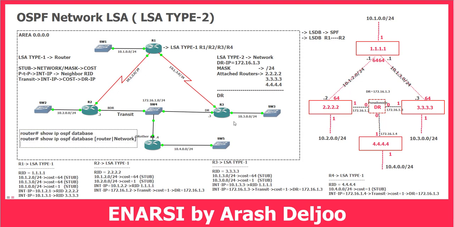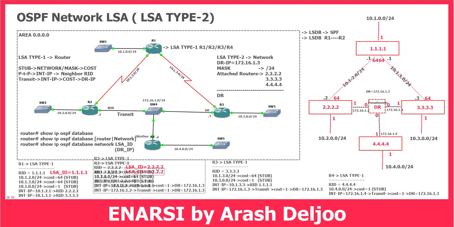Okay, after that, for the details of one specific LSA type 2, you can use show ip ospf database network, then the LSA ID of the LSA type 2. The LSA ID of the LSA type 2 is the DR IP address. You know that the LSA ID in the LSA type 1 is the advertising router ID. For example, the LSA ID of the LSA type 1 advertised from router 1 is quad 1. The LSA ID of the LSA type 1 of router 2 is quad 2.